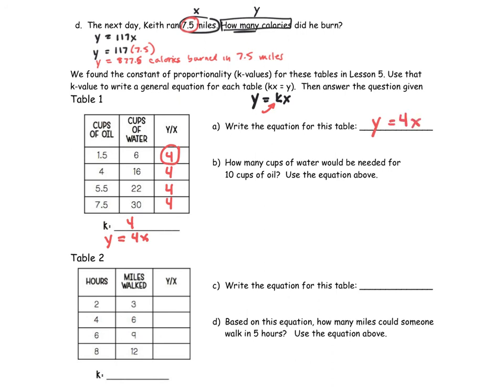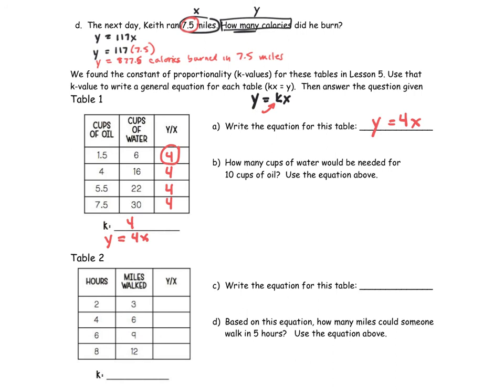So now please use this equation, like we used the equation from the first table on the front, to answer this question. How many cups of water would be needed for 10 cups of oil? So look at what they have. Is oil an x value or a y value? And are we being asked about the x value or the y value? Which one are we trying to find?